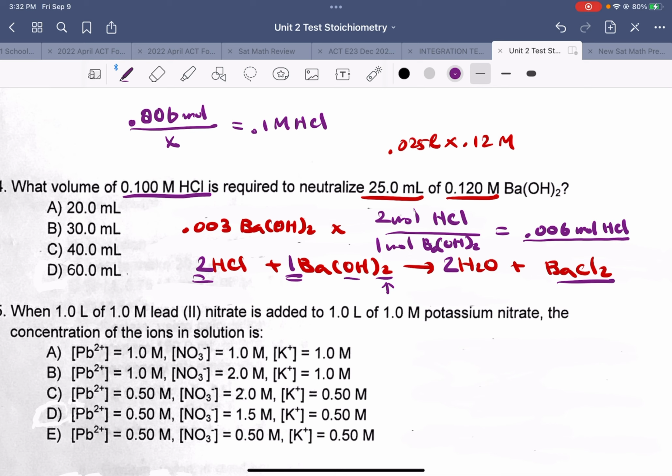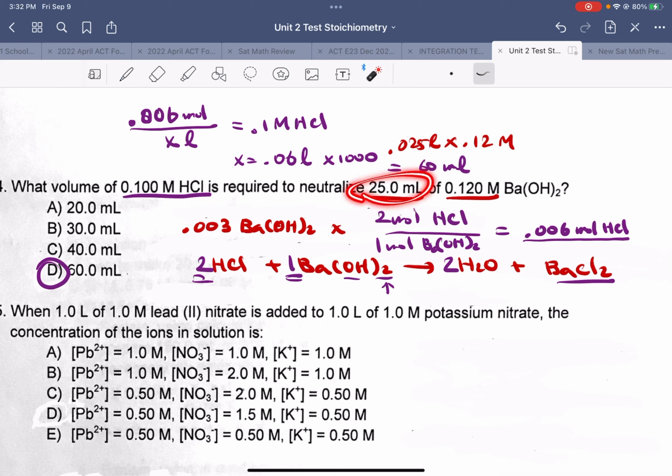So then your X value, when you divide by 0.1, X is 0.06, right? 0.06 liter. Okay, so then 0.06 liter, and then how many milliliter here, so times 1,000, so that will give you then 60 milliliter, right? Answer D. So let me explain quickly one more time.